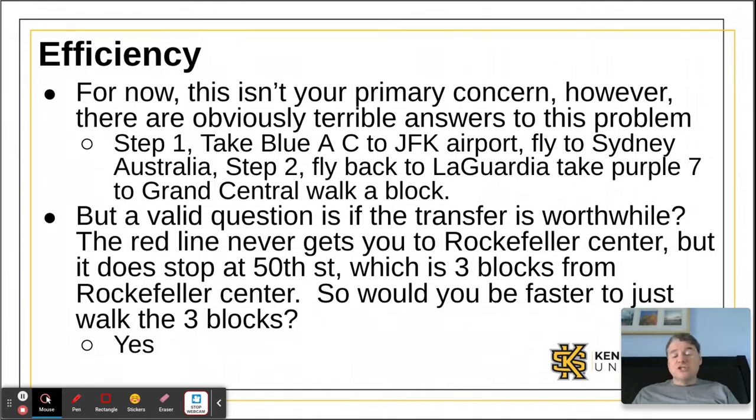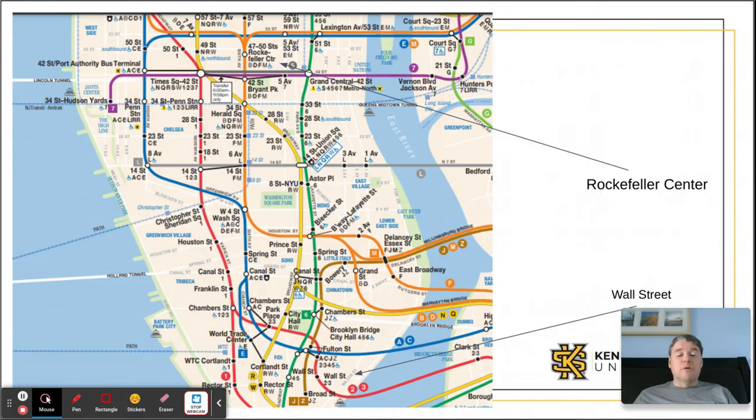As far as the efficiency of the algorithm, this is not your primary concern. But I will point out that there are obviously terrible answers. For example, take the blue line AC to the JFK airport. Okay, well, it turns out if you follow this one way or another for long enough, you'll eventually get to the airport. There's multiple airports in New York. JFK is one of them.